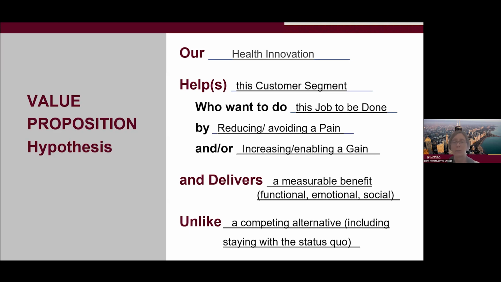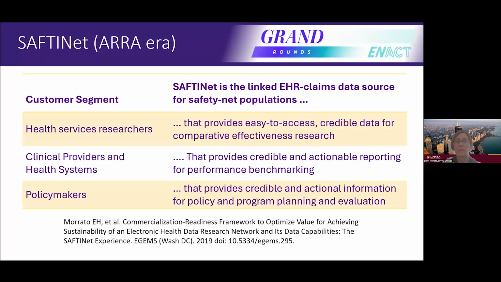And we have to put that into context and think about what we're developing as academics relative to a competing alternative, whether that's a for-profit company trying to innovate in the same space, let's say Epic, let's say TriNetX, or a competing alternative, which is let's just stay with the status quo. What is the value of adopting? So we've been working really hard to try to understand and articulate what a value proposition might be for research data sets. And this paper was one I worked on during the ARRA era, and it was SafetyNet.